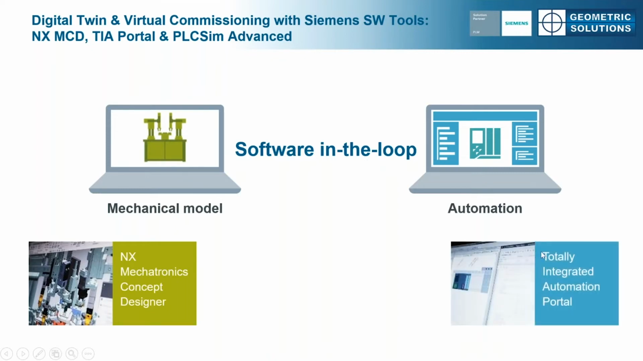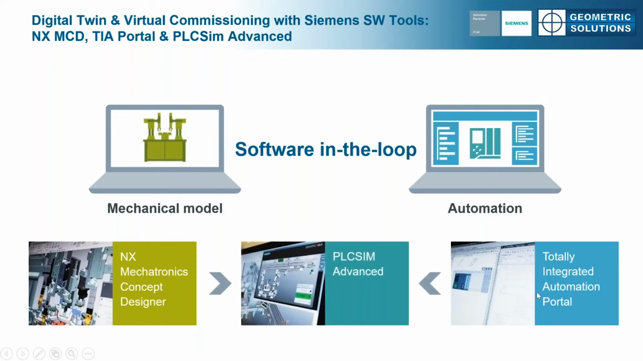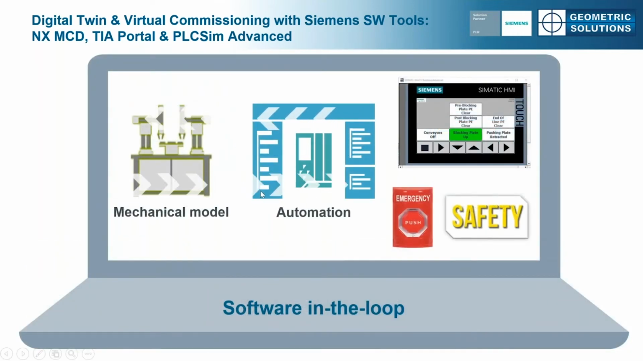Then it comes to our automation. Now in this case, we're going to be using the Siemens version. So we have everything virtual using the TIA portal. So it's virtual PLCs, HMIs, safety, virtual everything. And then we hook up all of that programming into a virtual PLC. And that is what gives us software in the loop. So on one computer, if you wanted, you can have the mechanical model, you can have the virtual PLC, the virtual HMI, safety, the e-stop, everything contained on one computer. That's what we call software in the loop.